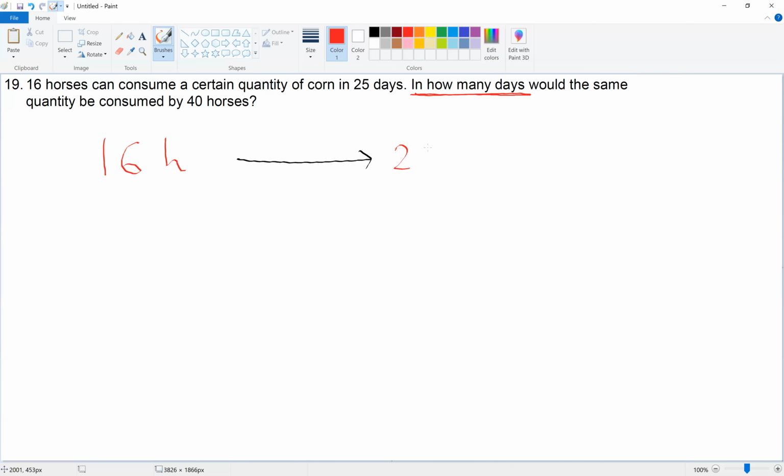Number 21. Okay. Rita types 40 words per minute and takes 24 minutes to type a certain document. Her friend Geeta has a typing speed of 48 words per minute. In how much time will she be able to type the same document?